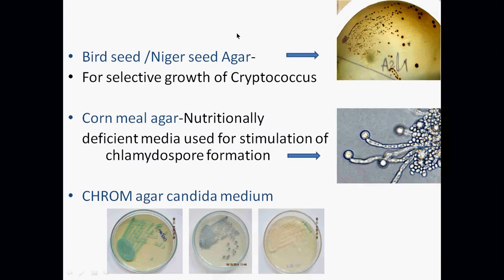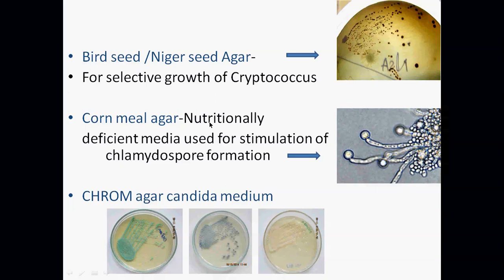Now, these are a few other media which are used for growing fungi in the laboratory, and these are used for some specific fungi. Bird seed agar, another name is Niger seed agar, is used for growing specifically Cryptococcus. So, this is a selective culture medium for Cryptococcus. Now, you can see this is a real picture of Niger seed agar. In that, pigmented fungi grow and brown colored Cryptococcus growth usually appears on this media. So, these are the brown colonies of Cryptococcus, a specific selective medium used for growing Cryptococcus.